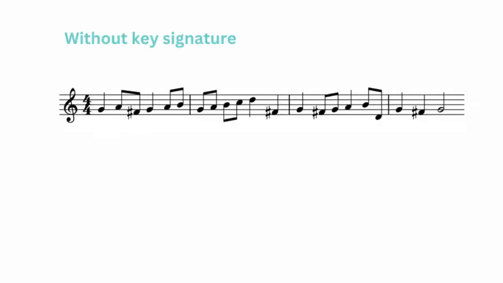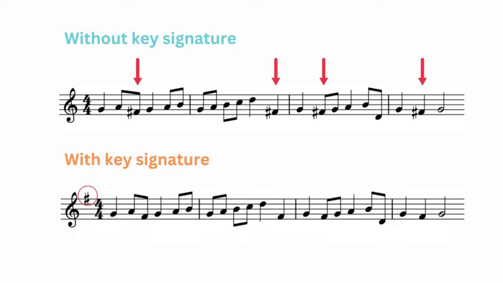For example, the following music was written in G major, because it starts and ends with G. If the score is presented without key signature, there are so many F sharps throughout the music. With a key signature, it looks so neat like this.